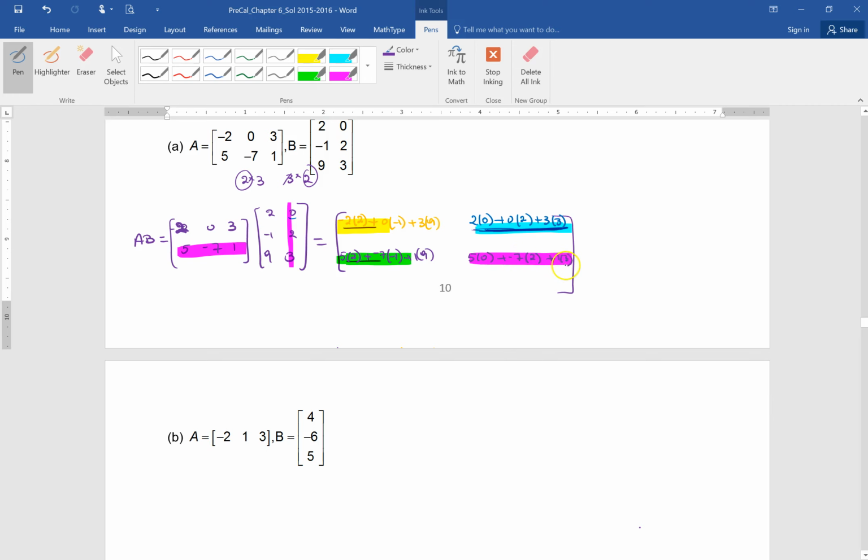All right, so finally AB is, here we have negative 4 plus 27. How much is that? 23. Next to it we have 0, 0, and then 9. Underneath I have 10 plus 14 plus 9. 10 plus 7 is 17, plus 9, 26. And finally, the last one, it's negative 14 plus 3, negative 11. So that's my A times B. Okay?